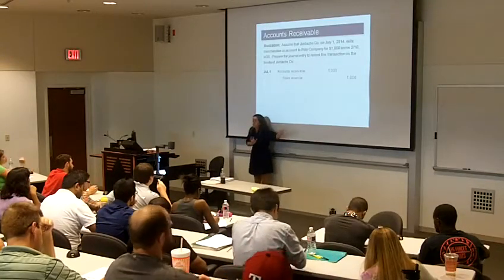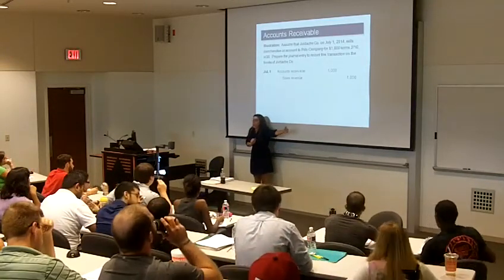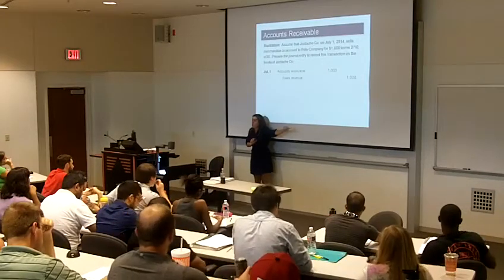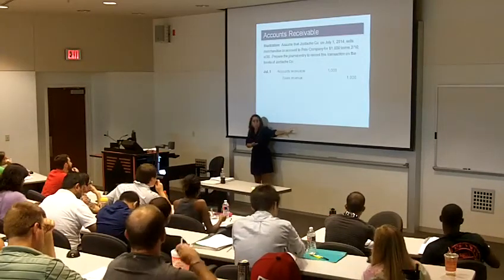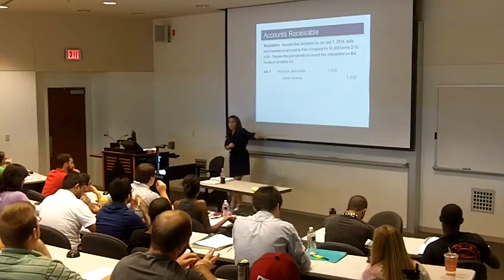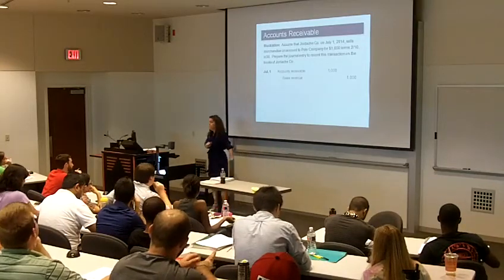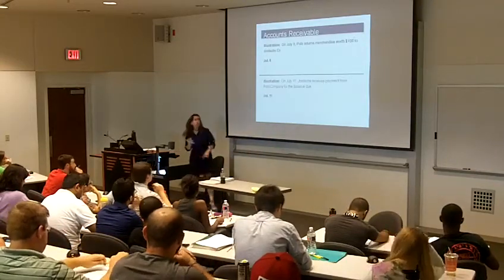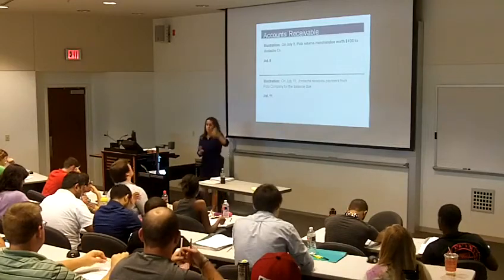Okay, so if you had bought them from somebody else for $500, you would reduce the inventory for $500 by crediting inventory and debiting your cost of goods sold, okay? Okay, so, but we know how to record a sale using accounts receivable.